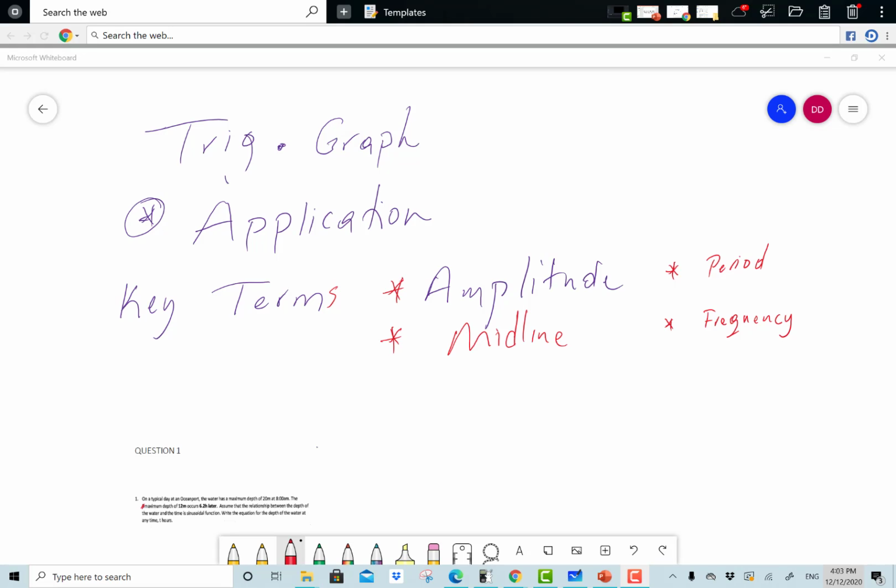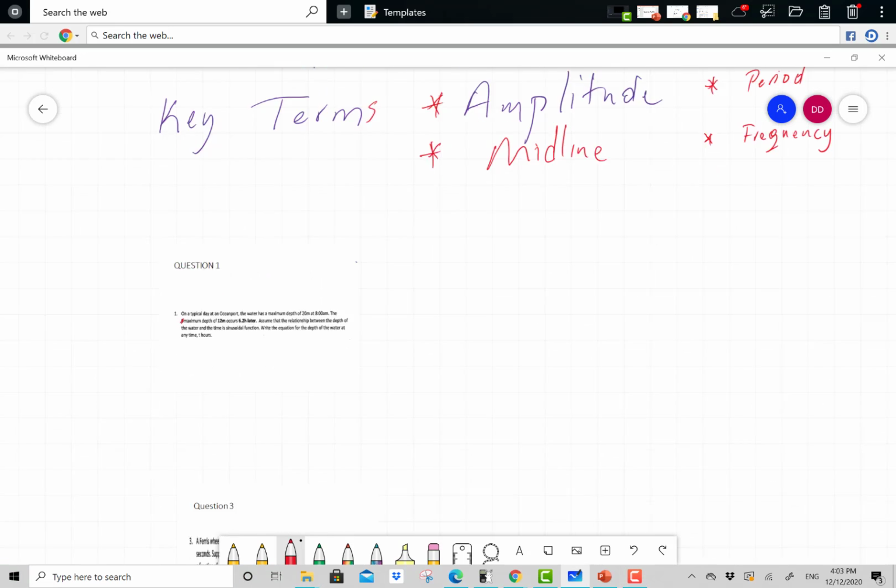Now, the first thing we want to be very clear of is the keywords. The keywords for trig graph applications here are going to be amplitude, period, midline, and frequency. So we have to be very careful in terms of how these things are calculated. Another important thing is that for most trig graph application problems, we can always use a sine graph or a cosine graph to model this sinusoidal activity. So let's jump into the first problem.